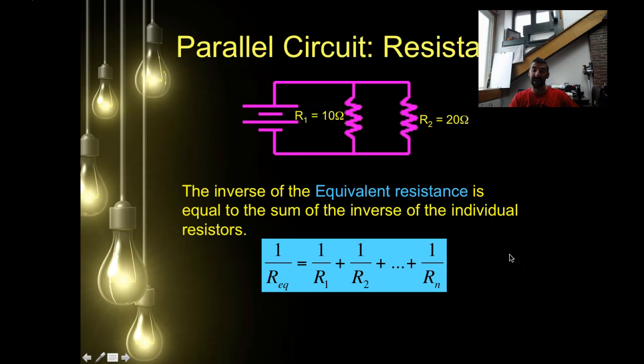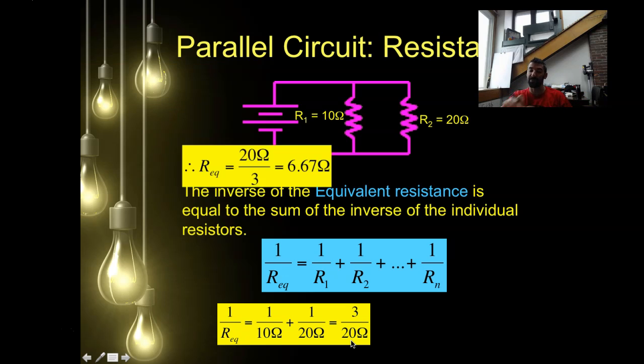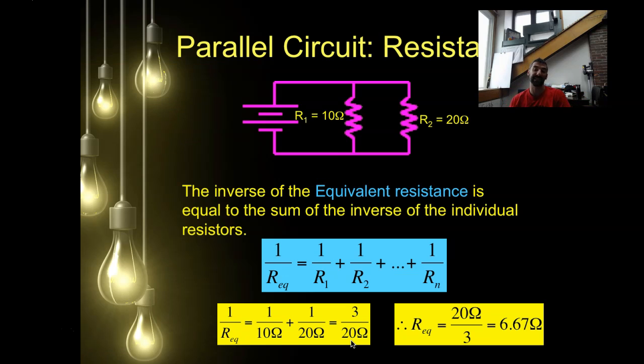We will practice that math. It gets a little tricky. In this case, we'd have 1 over 10 plus 1 over 20. Well, I would need a common denominator, which is 20. So 2 over 20 plus 1 over 20 is 3 over 20. And then I need to take the reciprocal. So my equivalent resistance is 6.67 ohms. We will practice that, don't worry.